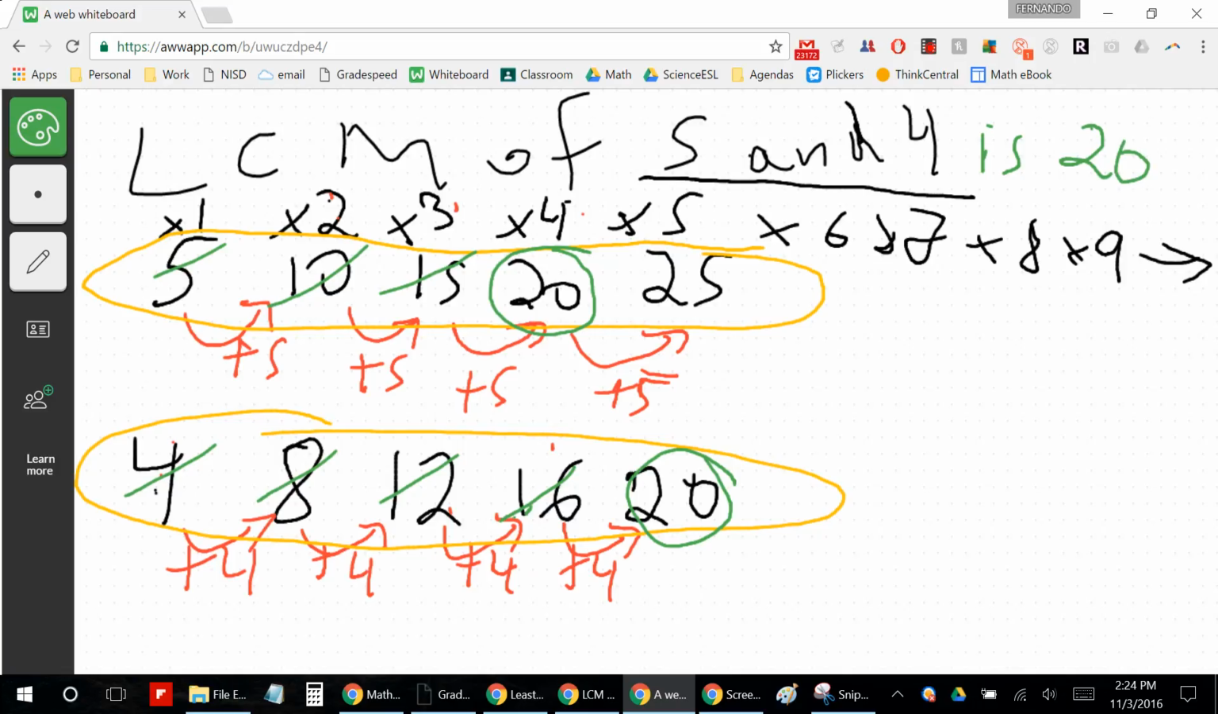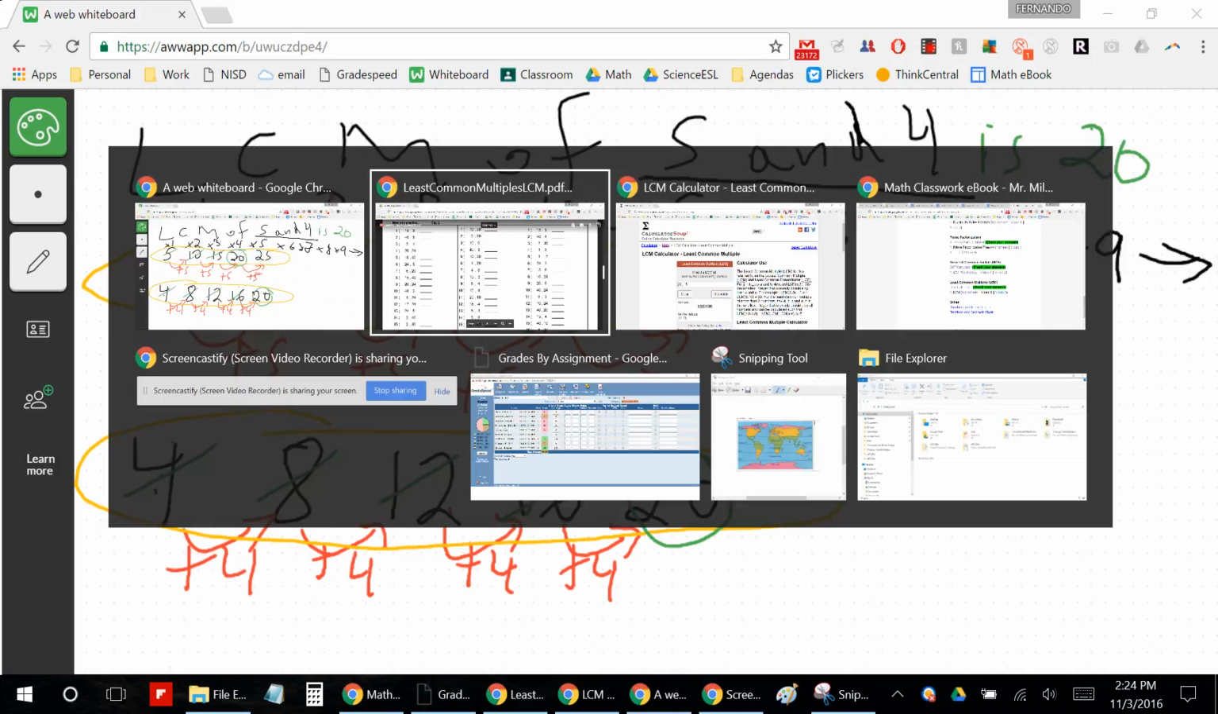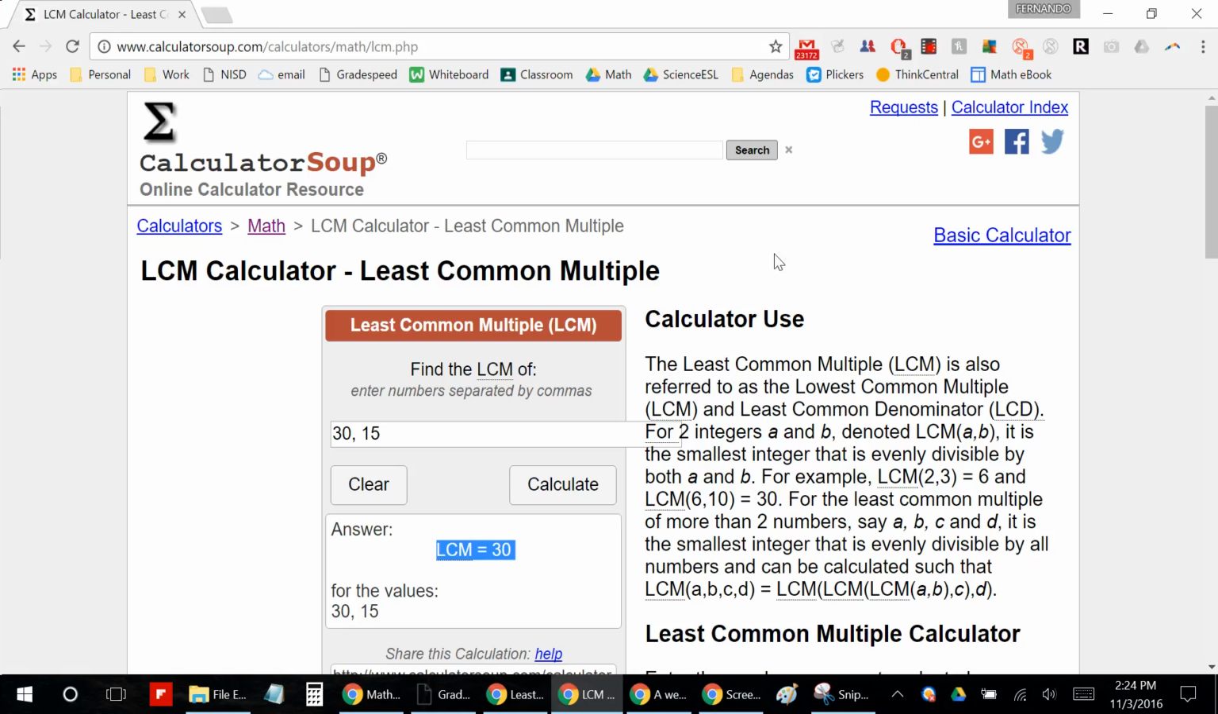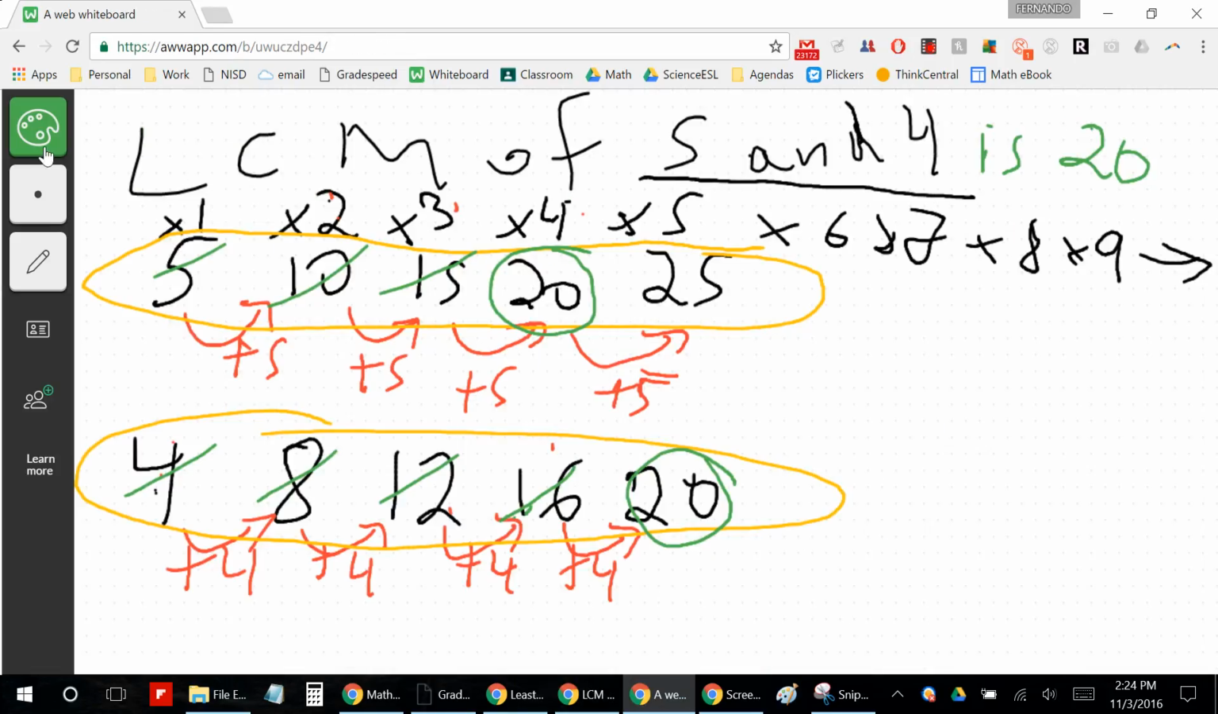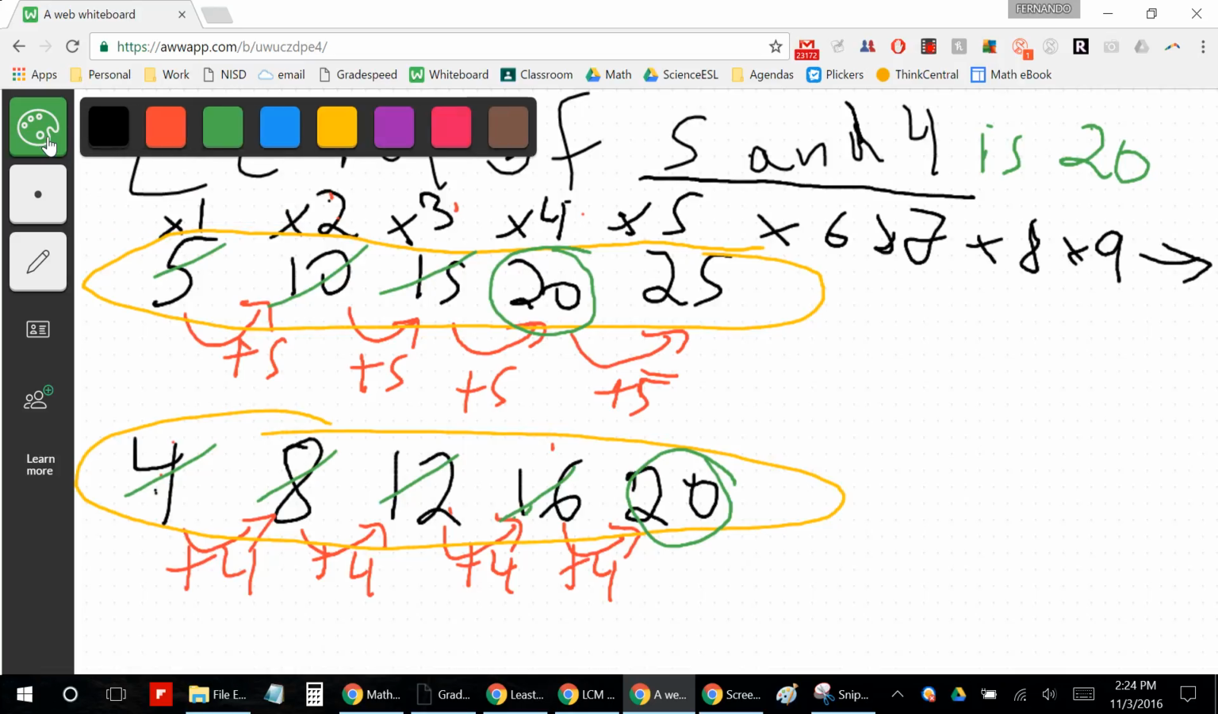20. Let's go ahead and check using the calculator. LCM of 5 and 4, 20, which is what we have over here. Sweet, we got that right, boys.